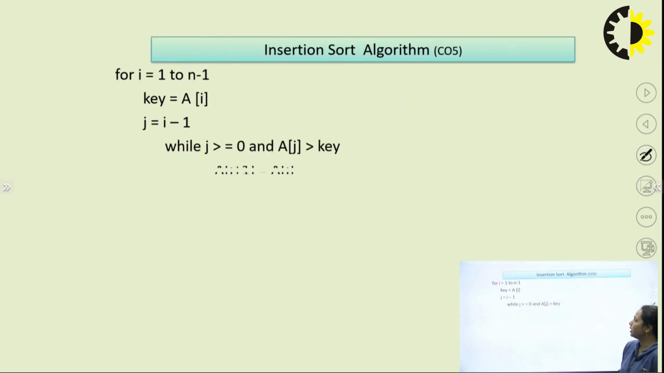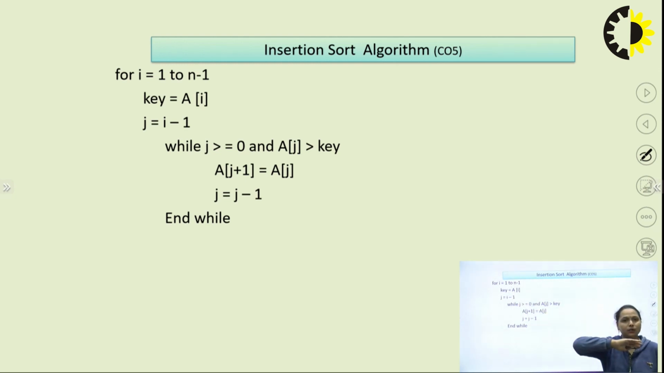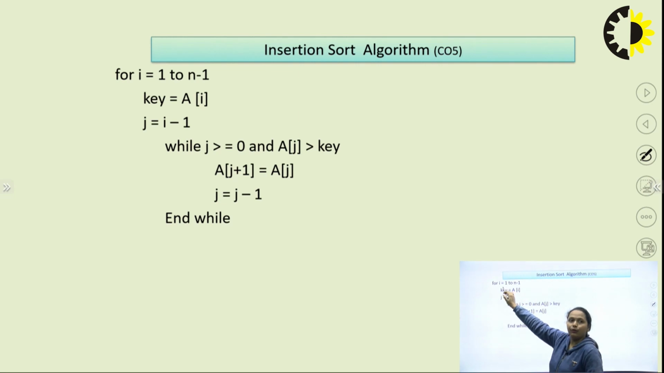So, what is the algorithm for insertion sort? For i equals 1 to n minus 1. Why starting from 1? Because it is being assumed that the element present at the first position is at its correct place. That is why we are taking i from 1 till n minus 1, that is the maximum number of elements. Next we have key equals A[i], that is, each and every time we have to pick an element from the list and store it in some variable. As in our example we are using x, in the algorithm we are using key.